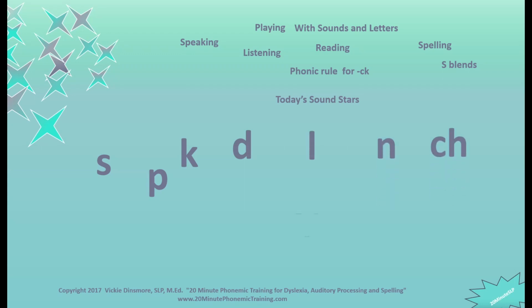Speaking, listening, reading, and spelling. We will be talking about S-blends and the phonic rules for CK. Today's sound stars are S, P, K, D, L, N, Ch. Long E spelled with two E's, long E spelled with EA, and the short E sound. The letters S, P, K, D, L, N, and CH.